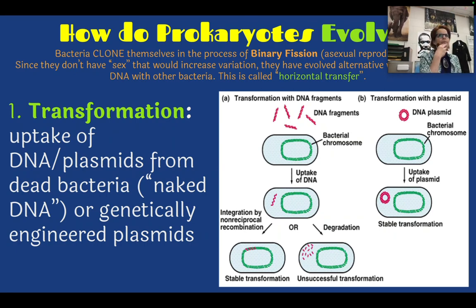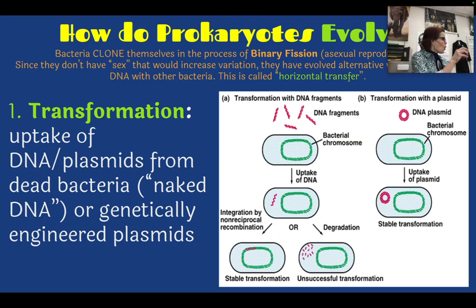This paragraph on the top I feel like is important. Bacteria clone themselves in the process of binary fission. Since they don't have sex that would increase variation, they have evolved alternative ways to exchange DNA with other bacteria. This is called horizontal gene transfer. Do you remember vertical gene transfers from parent to offspring? But horizontal gene transfer is from like cousins or something like that, even non-relatives. That's horizontal gene transfer. So there's 3 ways that prokaryotes can do that.